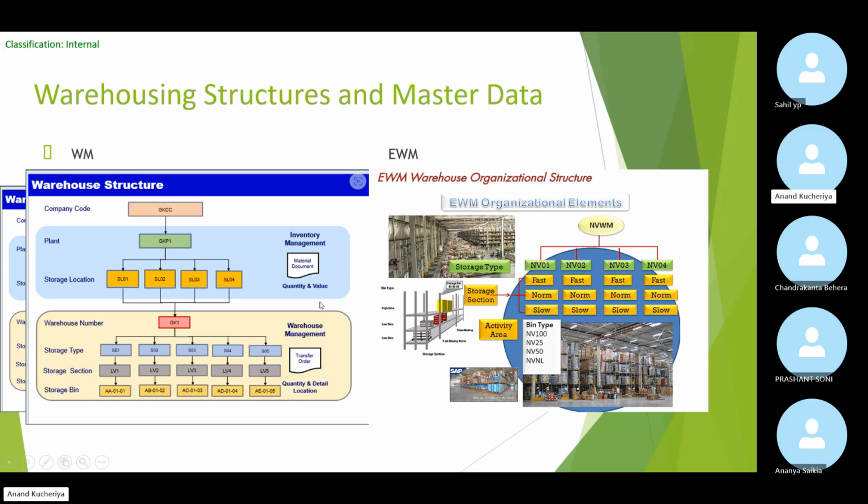For example, let's say this is the left side, the fast moving storage section. It will club the storage bins together that belong to this storage section. And if it is slow, it means there will be certain bins in that area that belong to the slow moving section. And then at the end comes the storage bin where we actually store the material.